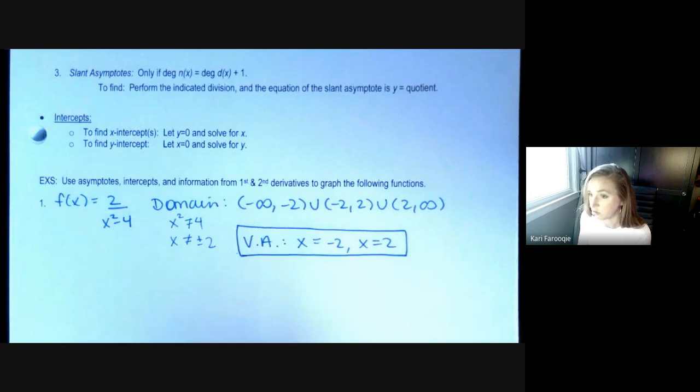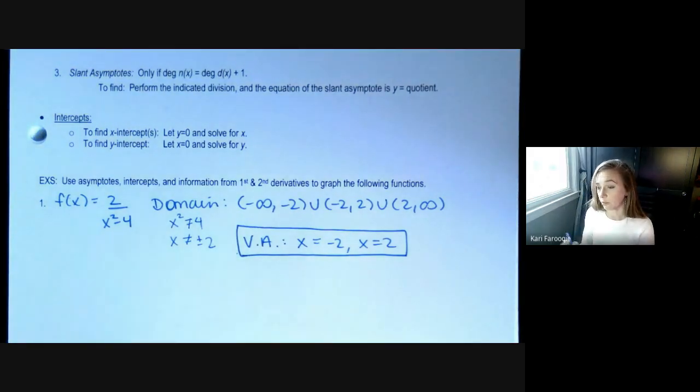Anytime I find information that's crucially important, I'm going to put a box around it because you're going to find that we have a lot of steps here that we need to complete. So every time I find something that's important, we'll box it so that we can have our attention called back to it very easily when needed. That was talking about the vertical asymptotes. We now need to talk about the horizontal asymptotes, and then we'll talk about x and y intercepts.